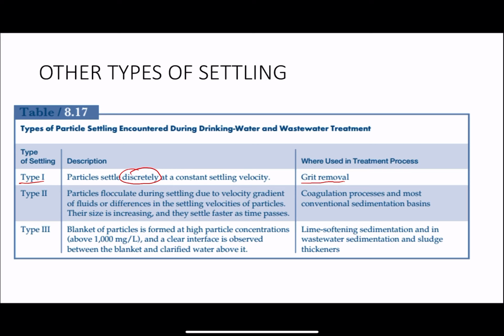There's another type of settling called type 2. Particles flocculate here during settling due to velocity gradient of fluids or differences in the settling velocity of the particles. Their sizes are increasing and they settle faster as time passes. This happens, of course, because the particle size increases through the coagulation process in most conventional sedimentation basins.